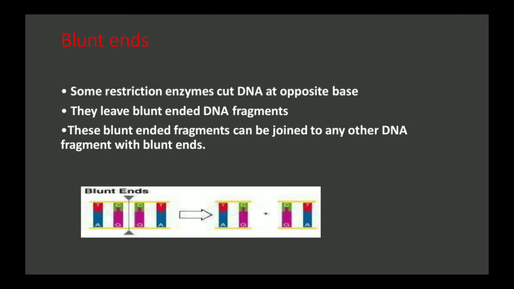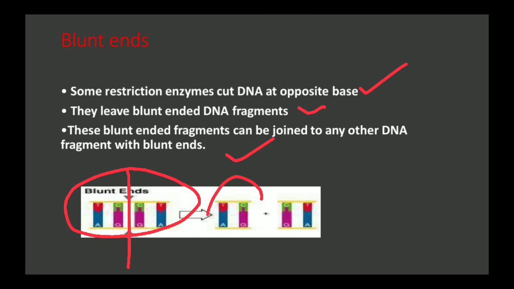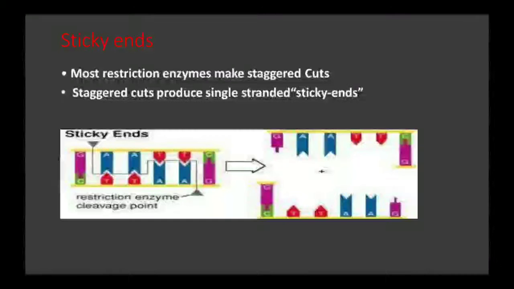What are blunt ends? When restriction enzymes cut at opposite base pairs, that is called a blunt end, and they leave blunt-ended DNA fragments. These blunt-ended fragments can be joined to any other DNA fragment with blunt ends, meaning blunt ends can be joined only with blunt ends. Here I have given you a diagrammatic representation. You can see that these are the blunt ends. You cut it like this and then we get this plus this.